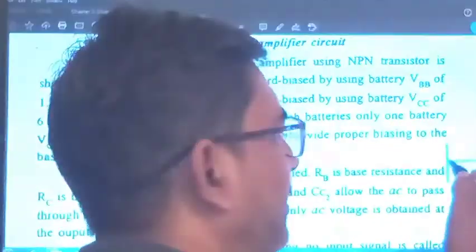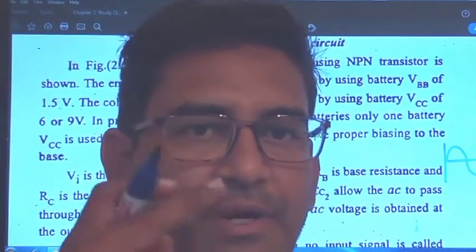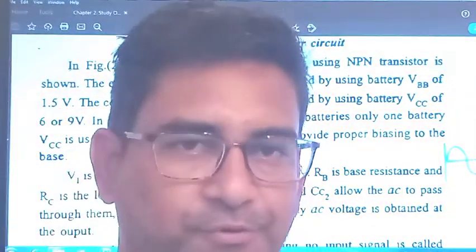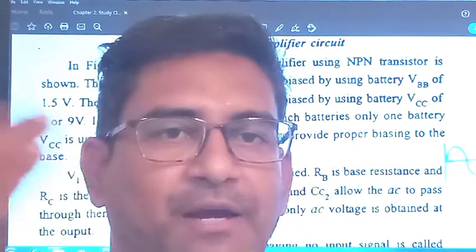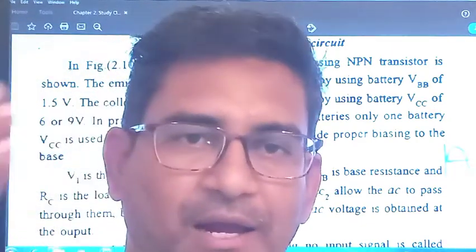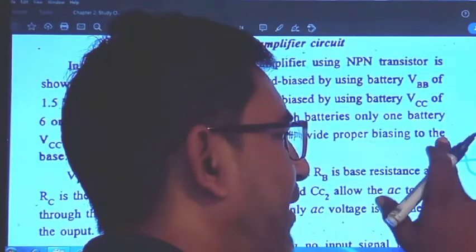Now what is that signal? Suppose this is the signal which is provided. This signal should be amplified so that a larger output will be produced. Amplification is nothing but when a low input is converted to a high output, or a low voltage is converted to a high output voltage, and that gives you the amplified form.